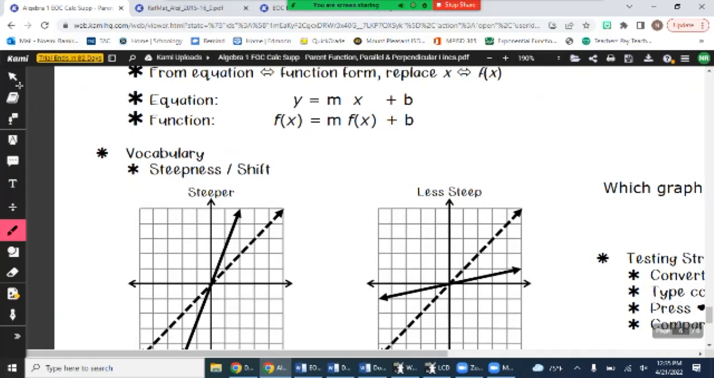So look at the equation and look at the function. What is the only difference between those? On the right side of the equal sign, what is the only difference? F of x, what about it? When it changed to equation form, it became a what? No. Right side of the equal sign.